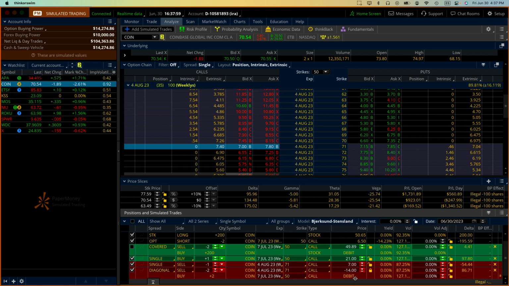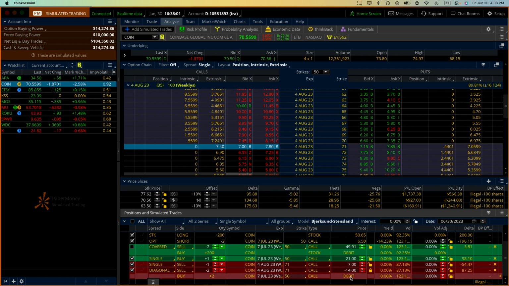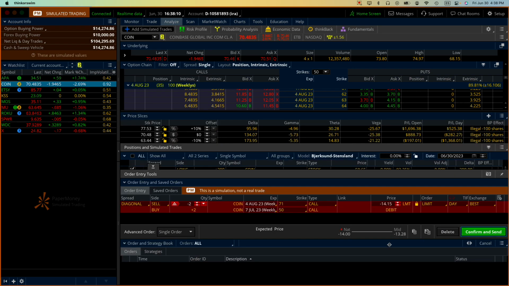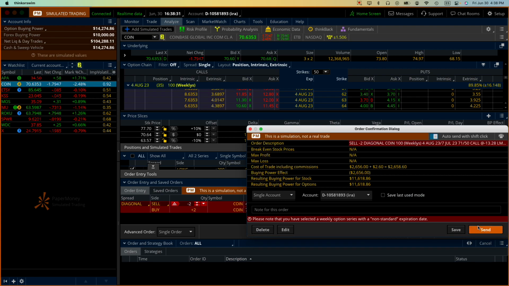Let's put 14 to begin with. That's a cost. So create duplicate order. And we would go for the mid 13, which is cheaper. Okay, that means I'm paying less because it's a debit. You see the debit, so it is less than I guesstimated, 14.15. So yeah, let's confirm and send that, and then we adjust it as we go.